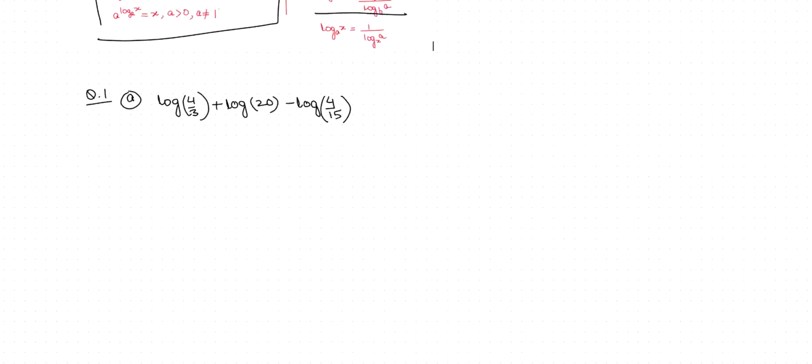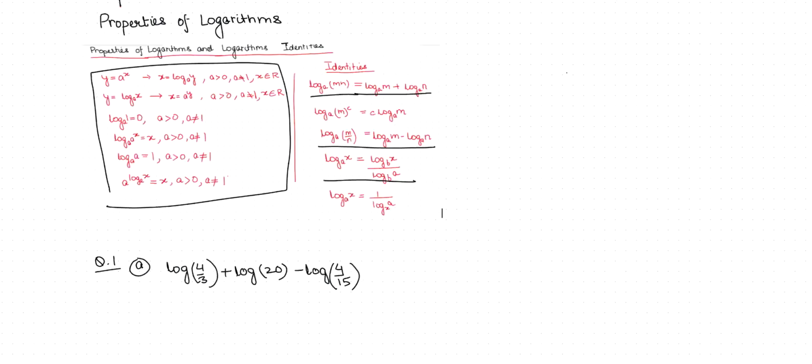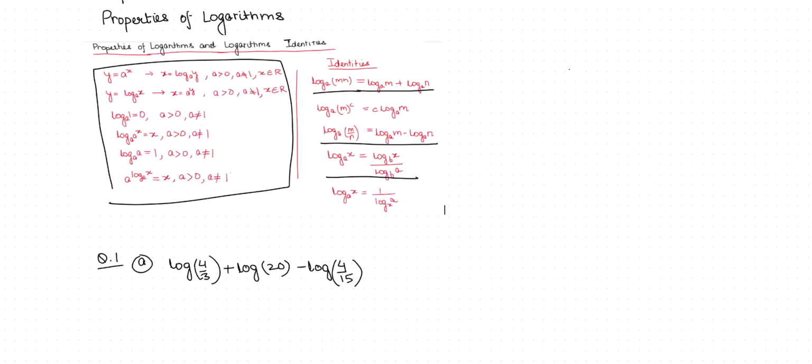So this is a question given to us and we have to simplify. So we will use the rules and laws given here. For this one, we can use the quotient property, which is property 3. And this log 20 can be written as log 4 times 5. We can use property 1 here. And for the third one, we can again use property 3. So let's try doing this.